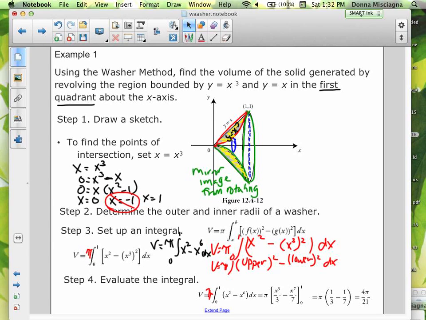Okay, so this is the solid that has a hole in it. So you get the volume from the y equals x and the one from the bottom? No, it's these two functions here.